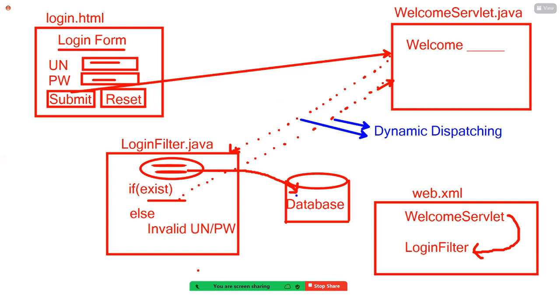So first of all, the request comes to the welcome servlet. But what is the control doing? It is redirecting to the login filter, and control is diverted to the login filter. The login filter is executed. After that, control comes back to the welcome servlet if the username and password are there. Otherwise, stop it here only. Okay, like this.